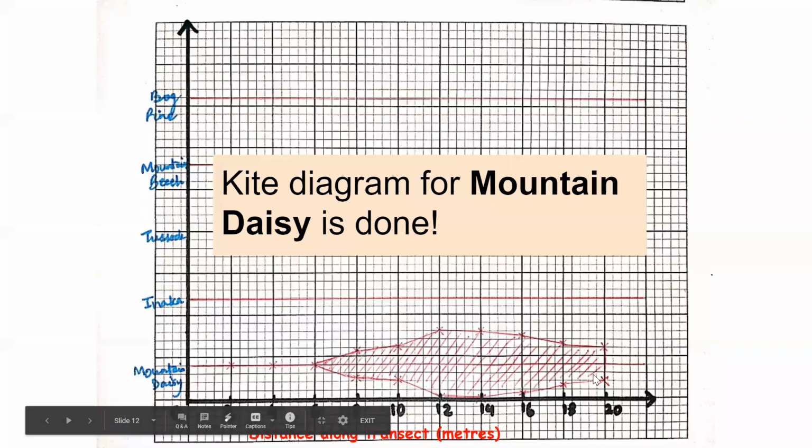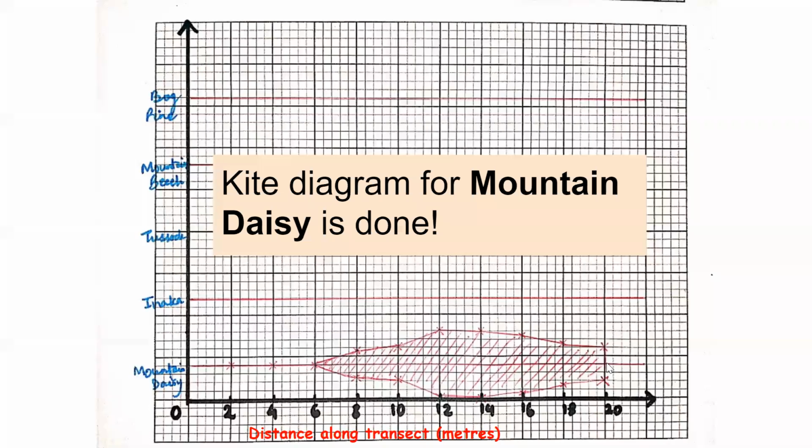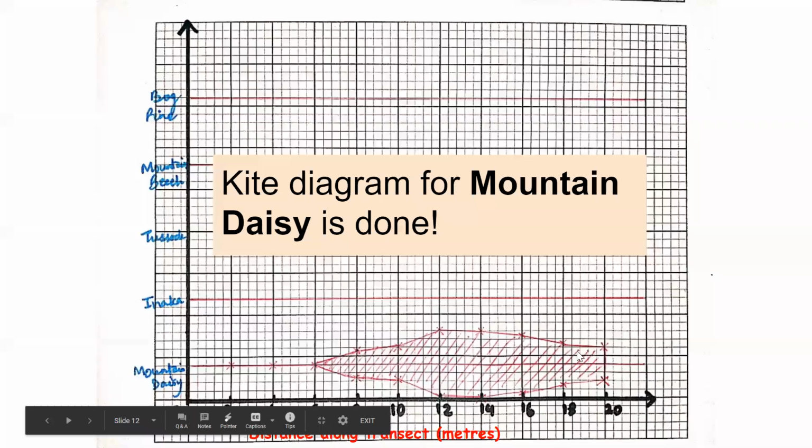After joining the plot, you will notice that at 20, your plots are not reaching the central line. That means at 20, you are still finding some mountain daisies. So your kite will end with a vertical line. It will end blunt. Do not manipulate your data and make it look like a designer kite. Whatever the data is, your kite should look like that. Then shade the inside of your kite.